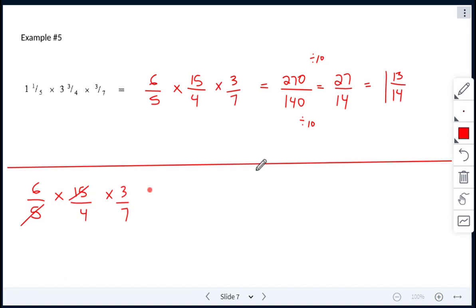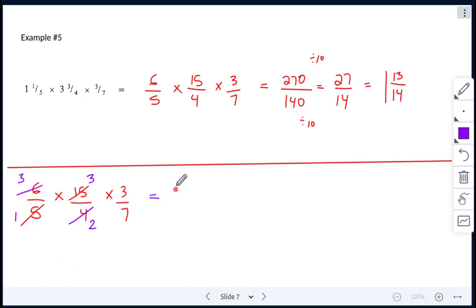So that leaves me with, I'm just going to change my color. That leaves me with 1, and then 15 divided by 5, that leaves me with 3. We can also reduce the 6 and 4 by dividing by 2. Okay, so 4 divided by 2, that's 2, and 6 divided by 2, that's 3.